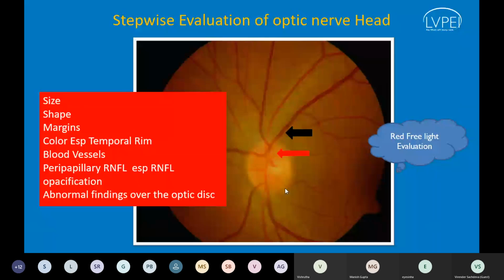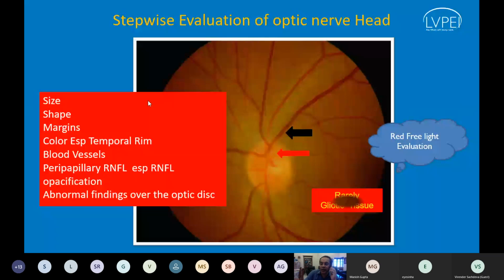So you can use this as a template. Look at the media, look at the retina, then come to the optic nerve, look at the size, shape, margins of the optic disc, color, especially that of the temporal rim, blood vessels, peripapillary RNFL, opacification, and abnormal findings over the optic disc. And if you have doubt, use the red free light that will highlight the changes quite easily.